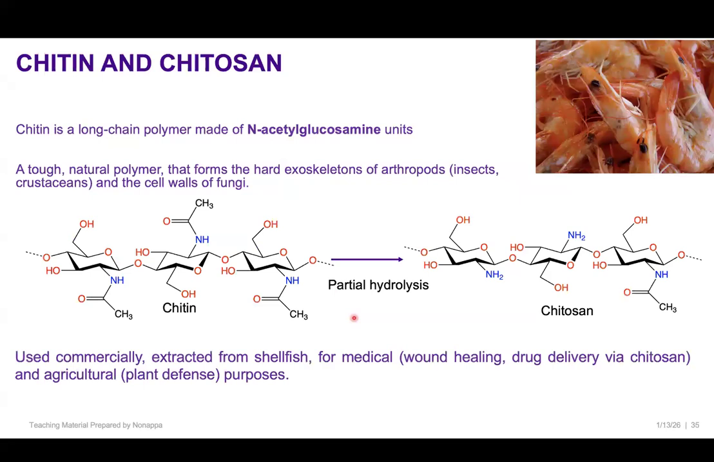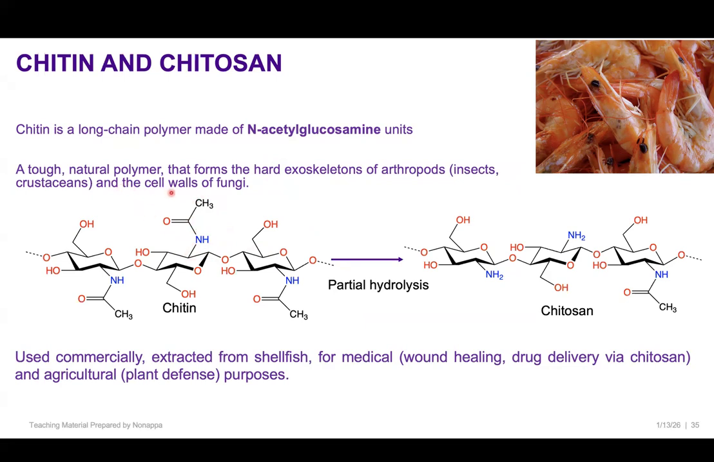One of the most interesting polysaccharides present in nature is chitin. And chitin is a long chain polymer, very similar to cellulose, but the exception is that it is made up of N-acetyl glucosamine units. It's a glucose unit which is N-acetylated. Other than that, the repeat units are very similar to cellulose.